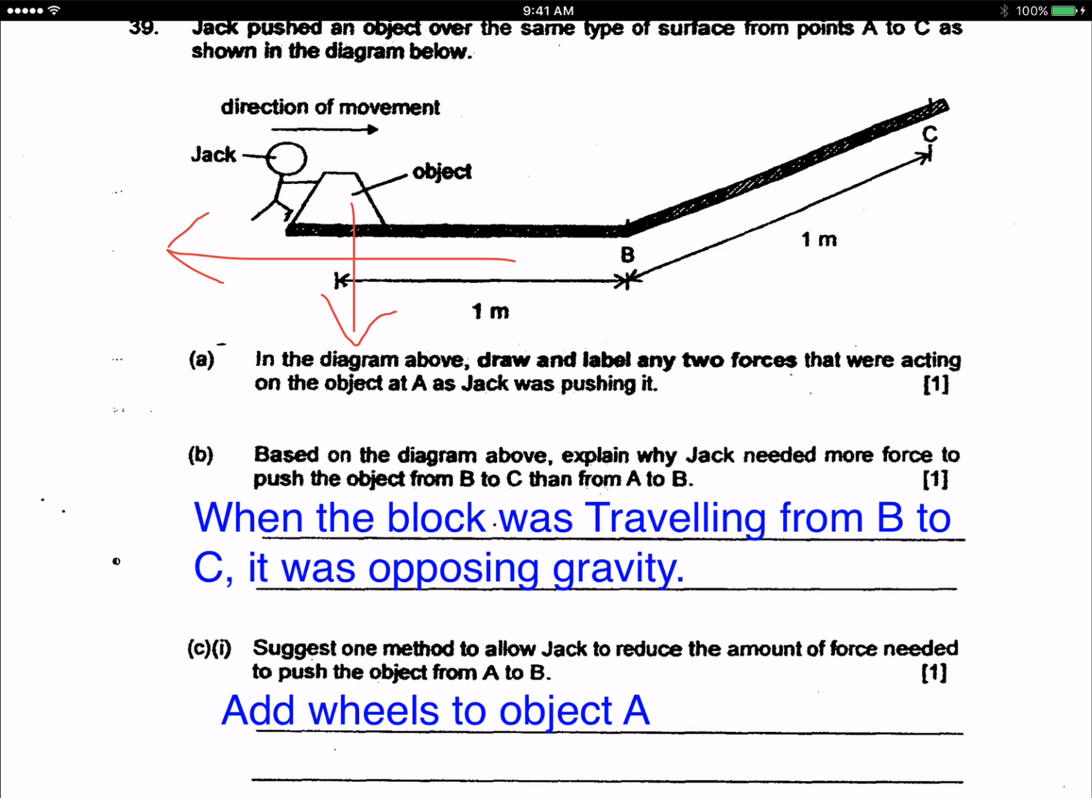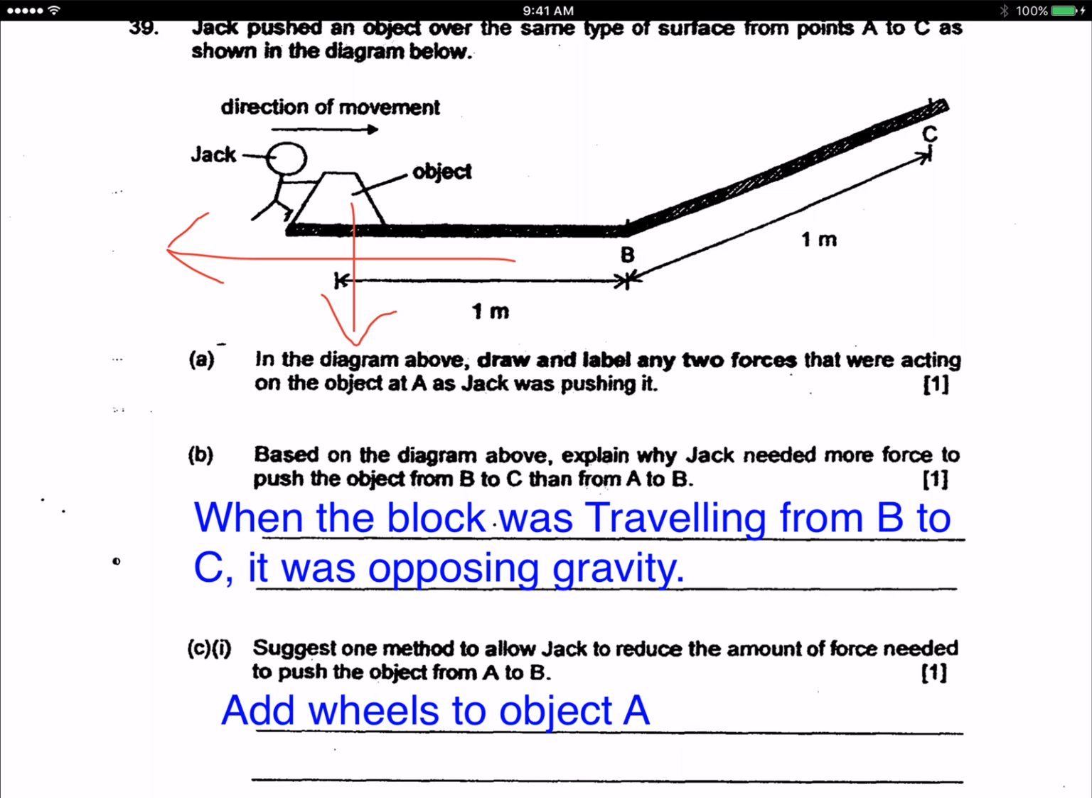So what is this direction? Downwards is gravitational force, right? Gravitational force. Frictional force at the other side. And downwards is gravitational force.